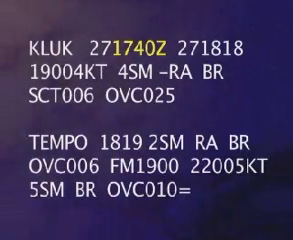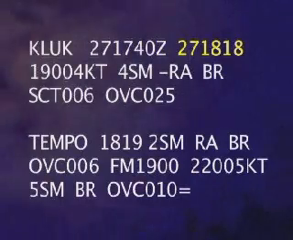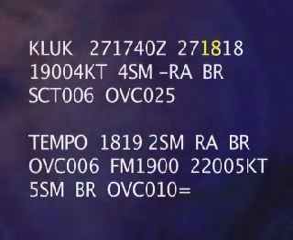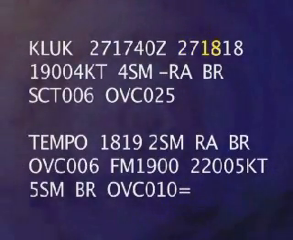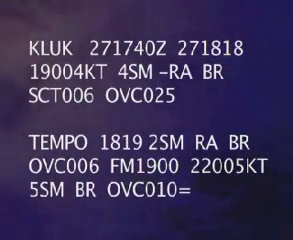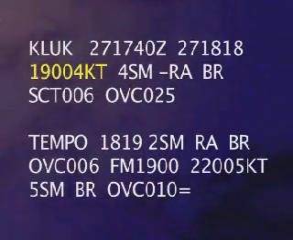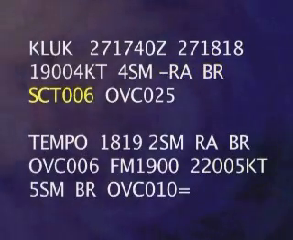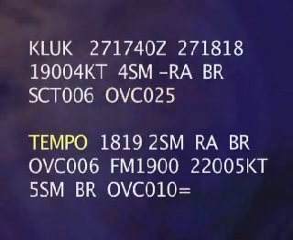1740 Zulu is the observation time. The next set of numbers is the valid time. 27, again being the 27th day of the month, is valid from 1800 Zulu to the next day at 1800 Zulu. The surface wind, 190 at 4 knots, visibility 4 miles, light rain, mist with 600 scattered, ceilings 2,500 overcast.